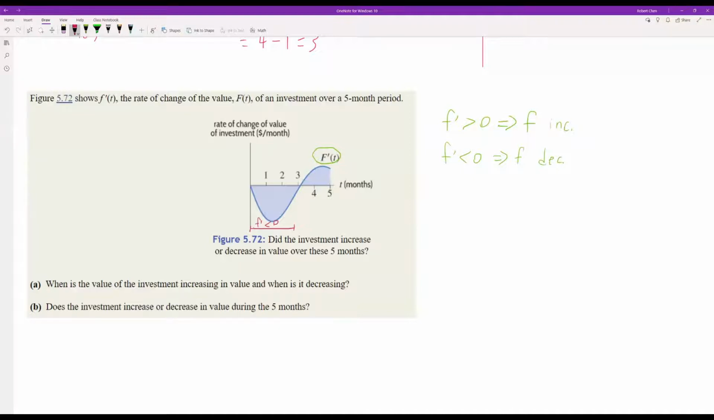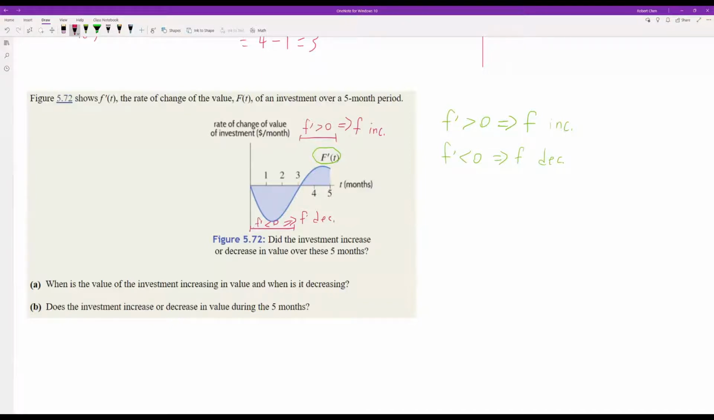Right? The value of investment is actually decreasing. F is decreasing. And then it's starting after the 3rd month, between month 3 and month 5. This is when f prime starts to be positive, meaning the original function f is now increasing. So maybe the first 3 months, the value of investment is decreasing. So you're losing money per se, and then when it starts to increase, then you're starting to earn a little money back.